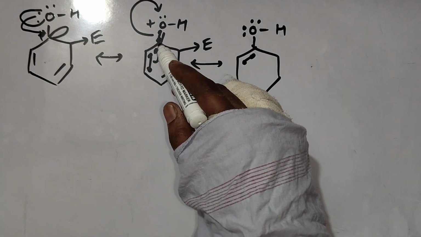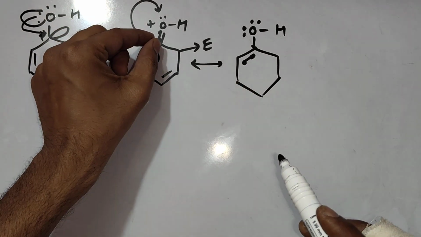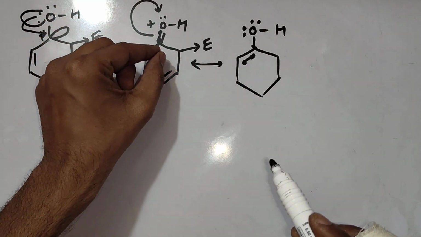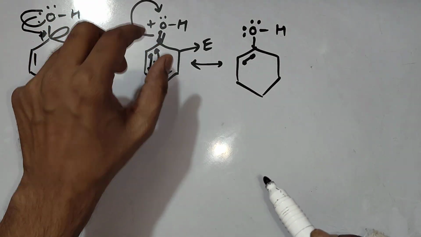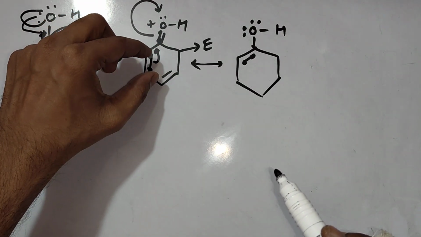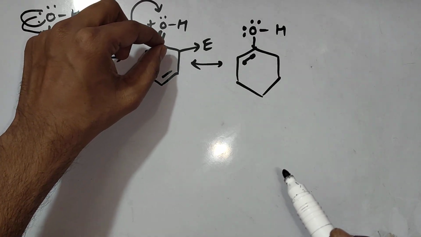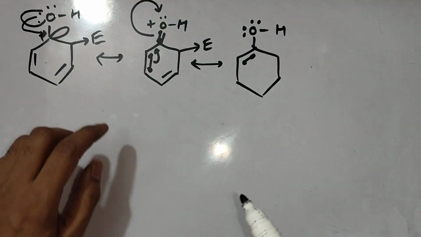Again check. When oxygen gets its electron back, a vacant orbital will be generated. That vacant orbital will be filled by these two electrons like this. These two electrons will overlap with the vacant orbital and a bond will be generated here.